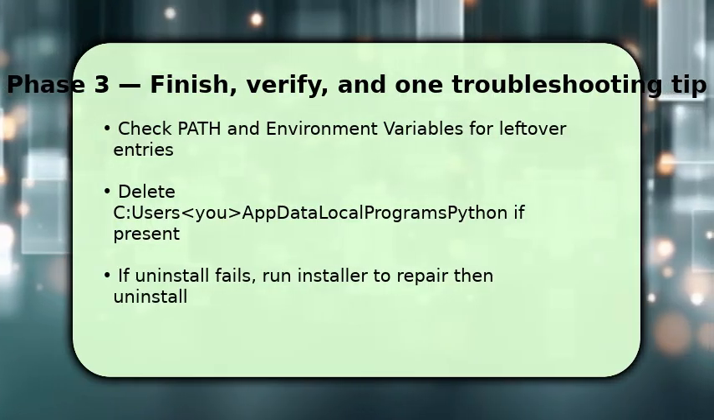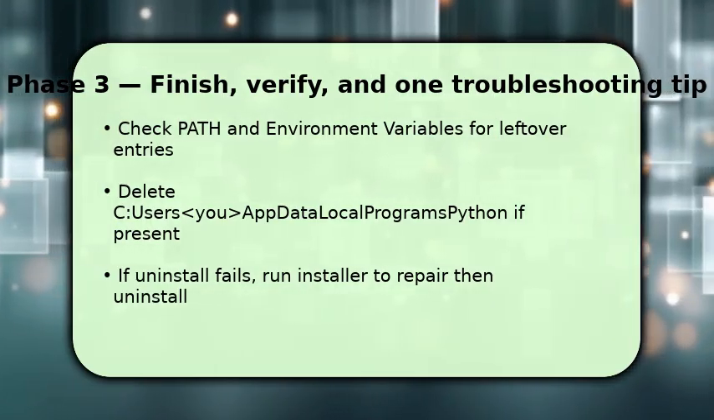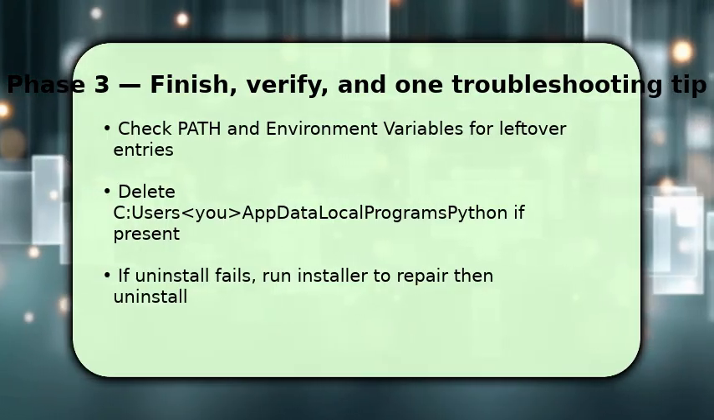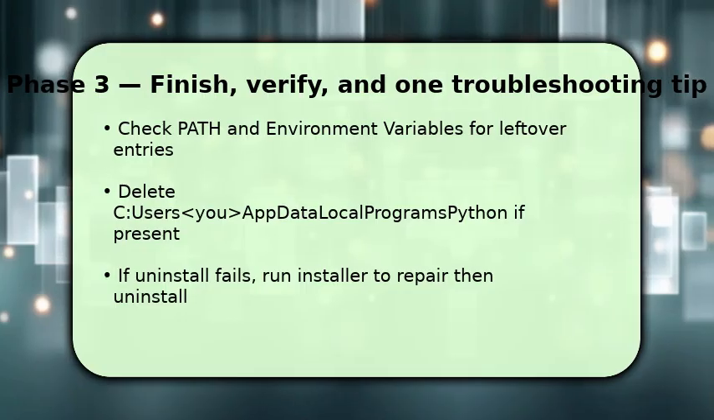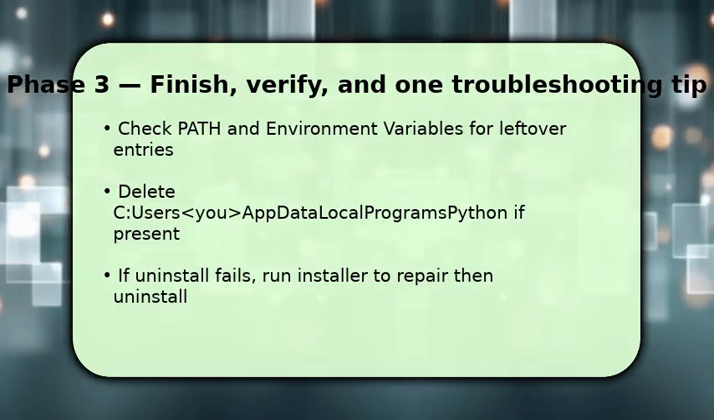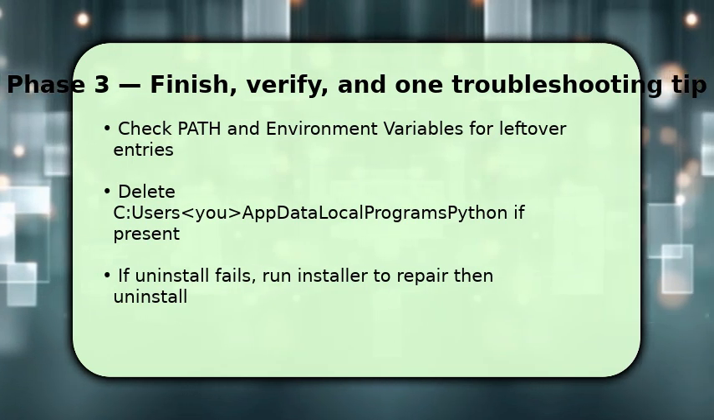Once done, reboot to apply changes. If an uninstall fails, run the original installer and choose Repair. Then retry Uninstall. That fixes corrupted uninstallers. If you still see Python in terminal, make sure you removed path entries and reboot again.